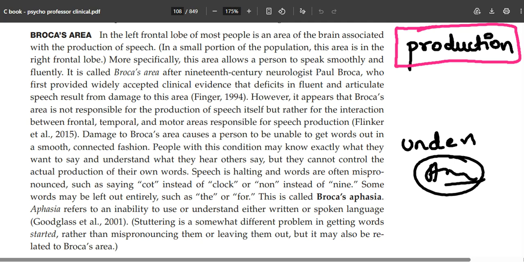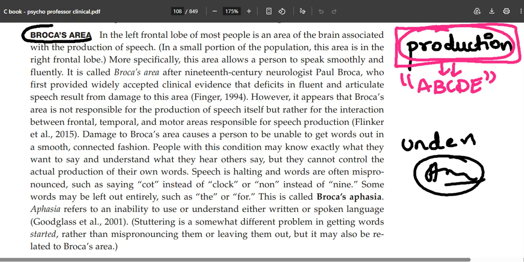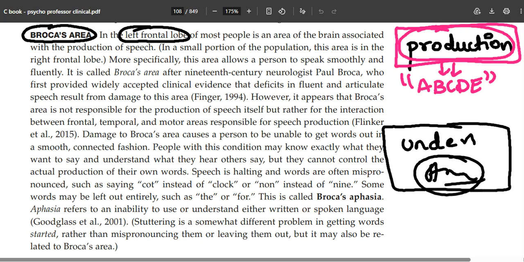Whatever I am able to say right now to you, okay, if I am saying A, B, C, D, E, why is it possible? Because of the production of these words or speech, with the help of Broca's area situated in my left frontal lobe. Okay, and you are able to understand, you are able to comprehend the written word and the speech as well because of Wernicke's area, located where we don't know. We are going to find that now.